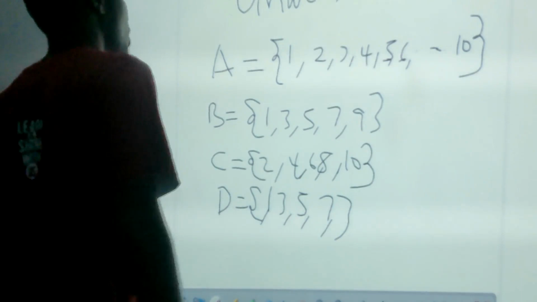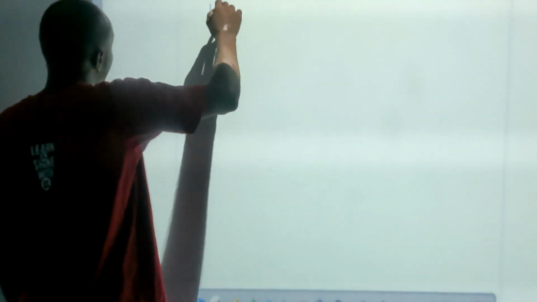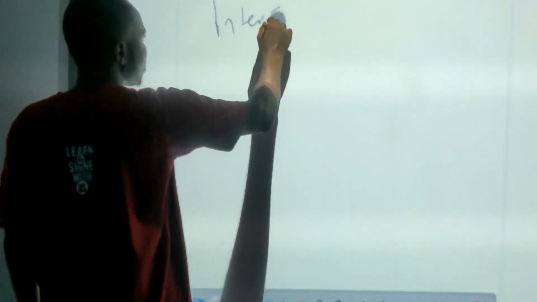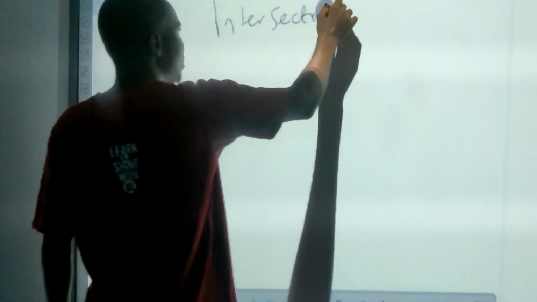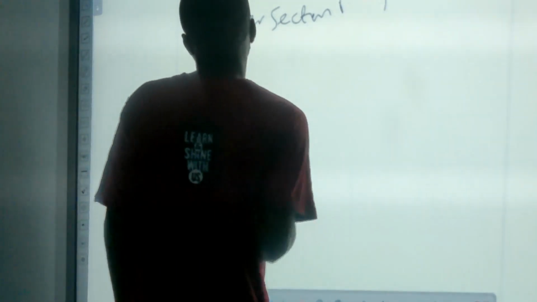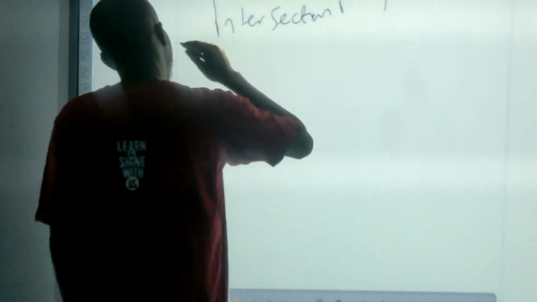So now, operations in sets. In sets, we have the idea of the union and combination of sets. We also have the intersection of sets, which is represented with this symbol. That symbol represents intersection.